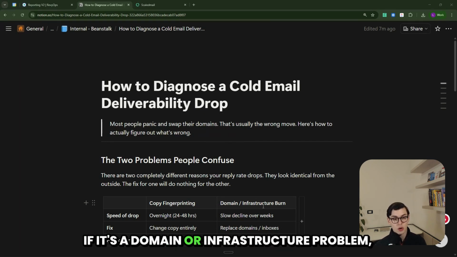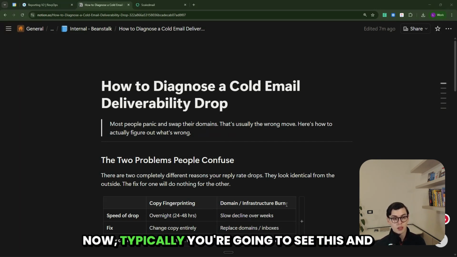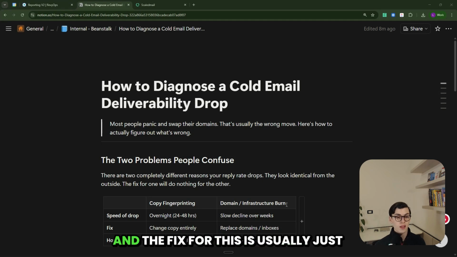If it's a domain or infrastructure problem, then you're talking about domains or inboxes being burned or damaged. You're going to detect a domain infrastructure burn problem if you see a slow decline in your reply rates over several weeks, a pretty long time frame. The fix for this is usually just replacing the infrastructure.